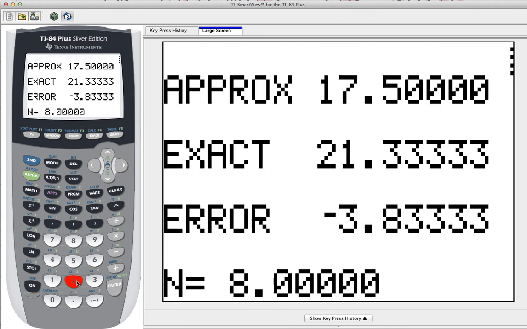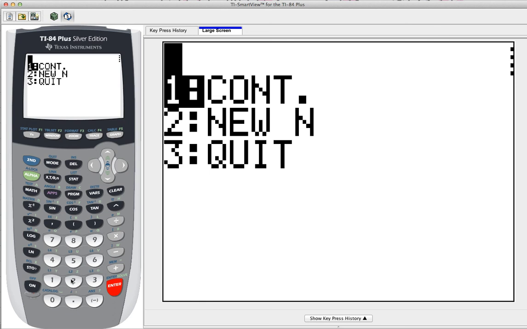Then you just choose left. In this case, it's a little bit different. You don't quite see the graph. The approximate answer is what it's approximately equal to. This exact value right here is exactly what it is if you used an integral, with an error calculation of negative 3.83333, and it reminds you that n equals 8 on this problem. Okay, so notice how it's a little bit different.